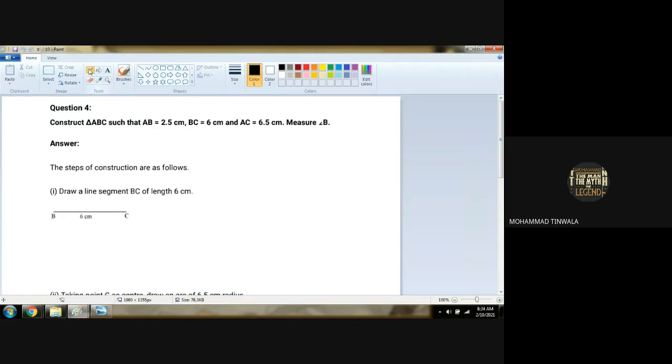Question number 4. Construct triangle ABC such that AB is equal to 2.5 centimeter, BC is equal to 6 centimeter, and AC is equal to 6.5 centimeter. Measure angle B. What we have to do? What kind of a triangle is this, first of all? Scalene. Scalene triangle. So the triangle has to be formed.